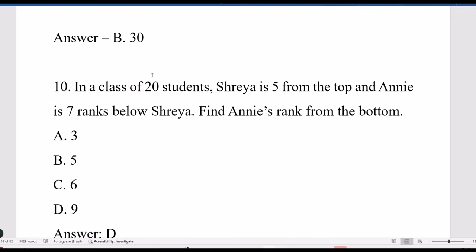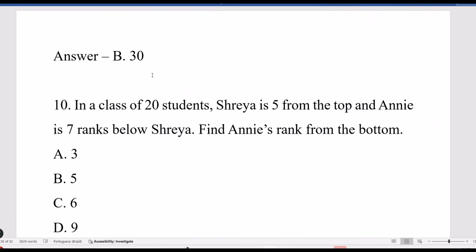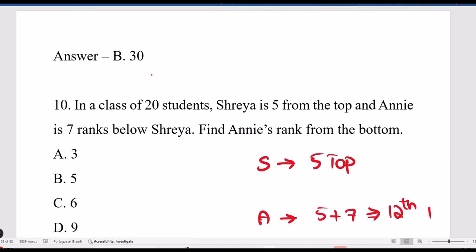Now let's see about this one. Shreya is 5th from top. Ani is 7 ranks below Shreya. Fine. Ani's rank from the bottom. Totally you know already. Shreya is 5th from top. Ani is below. So below Shreya, 5 plus 7, 12th from top is what I can say. 12th from top. Shreya 5th from top. Ani will be 12th from top.